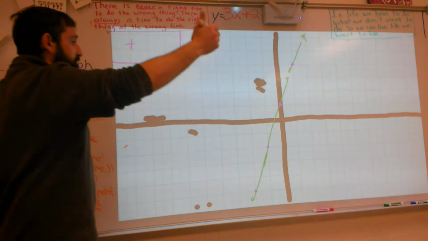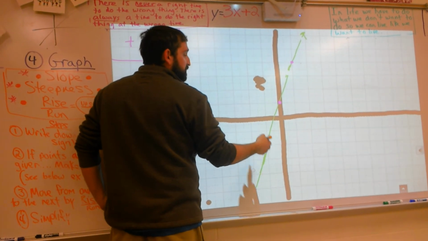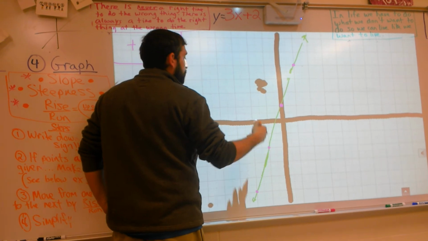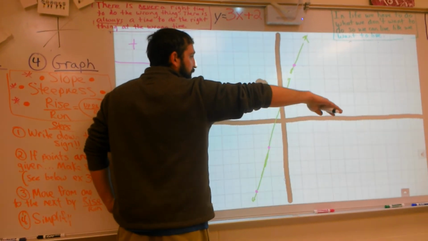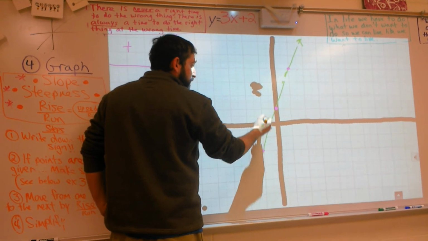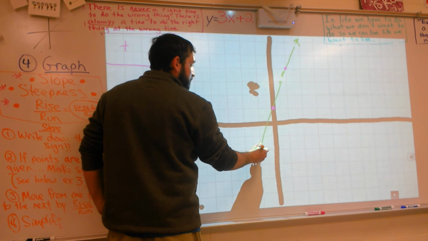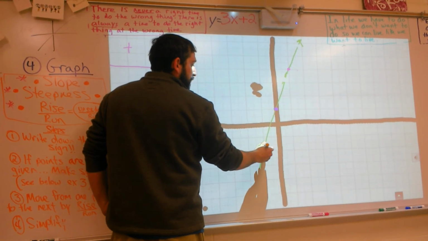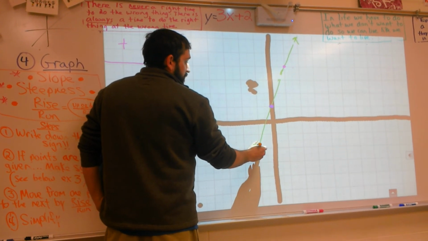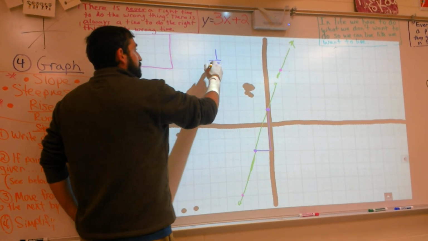If I'm going to use this ordered pair and this ordered pair, start with the ordered pair that's on your left. No matter if it's going up or if it's going down, start with the ordered pair that's on the left, because then you're going to be going to the right. And you always want to go to the right. So if I'm going to go from this point to this point, move over 1, and go up 3. So it's 1 over 3.